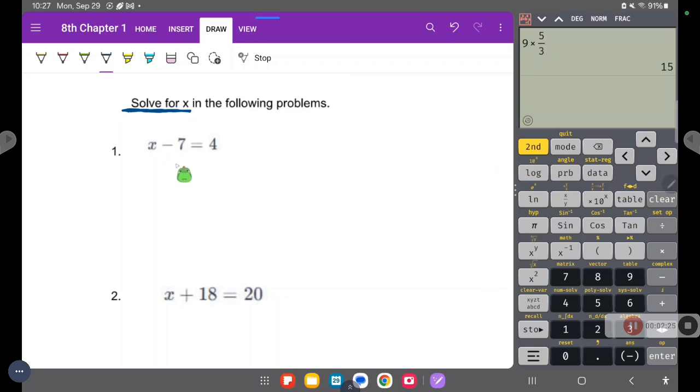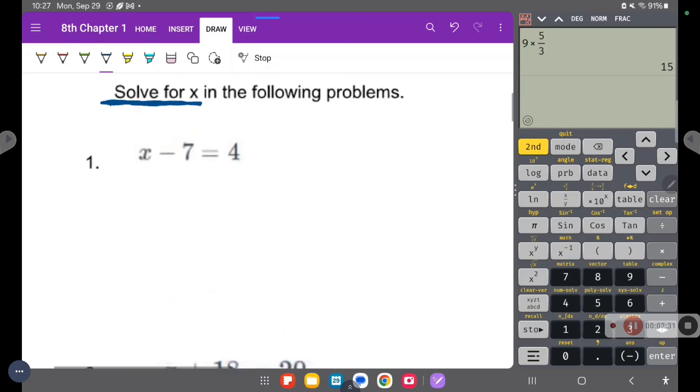So if we look at number 1, on this one, we want to get the x by itself. So this says x minus 7 equals 4. So the opposite of minus is what, Caden? So what are we going to do to each side? Add, right? So we're going to add 7 over here, and where else? Under the 4. All right, so now what do I do, Caden? Mark out 7. Yeah? And then 4 plus 7 equals 11.